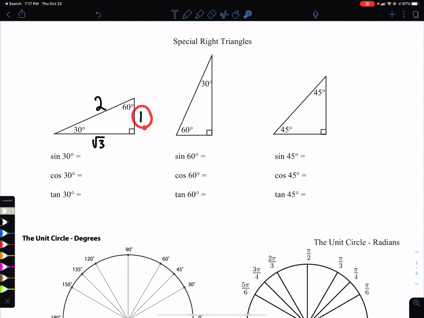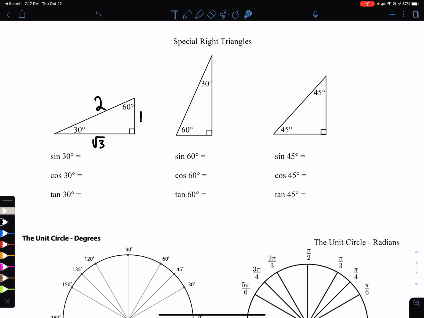So we just set this as 1. We know the hypotenuse is twice the size of the shorter leg. And the longer leg is radical 3 times the shorter leg. So these are the ratios. Now, truly, to get a unit circle, this would have to be 1. To make that 1, I divide all of these by 2. So I get 1, 1/2, radical 3 over 2.